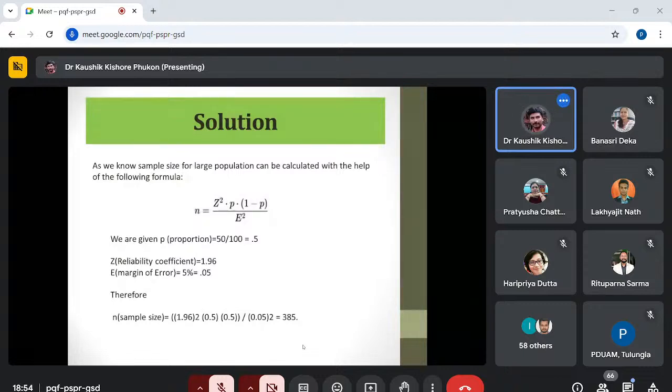Z is actually a reliability coefficient. The value, as I have already stated, is 1.96. Then margin of error: in the question it is stated as 5%, that is 0.05. Again, the result will be 385.